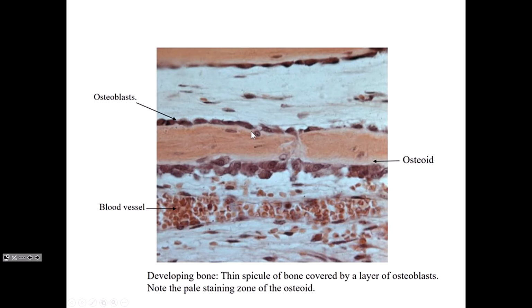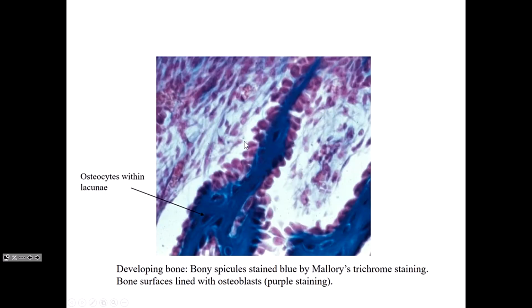Okay, higher power view. Mesenchymal tissue is out here, osteoblasts here, osteoid, the lighter stained layer, right here. Questions? Another view of the same thing, different stain, but you can see the osteoblasts, osteocytes trapped within mature bone.